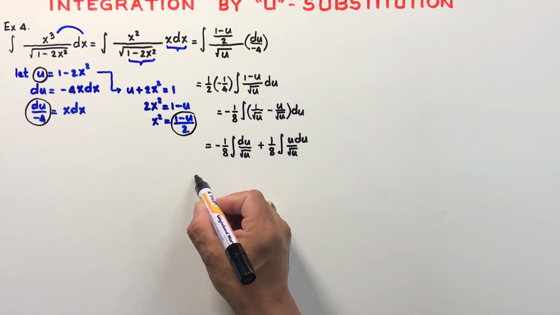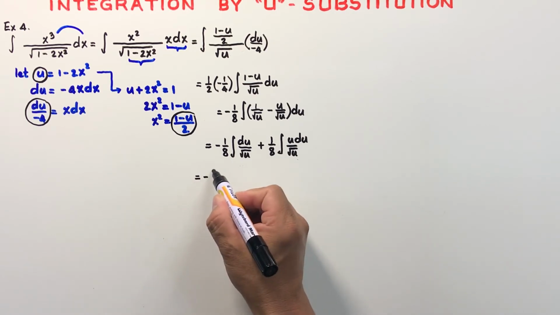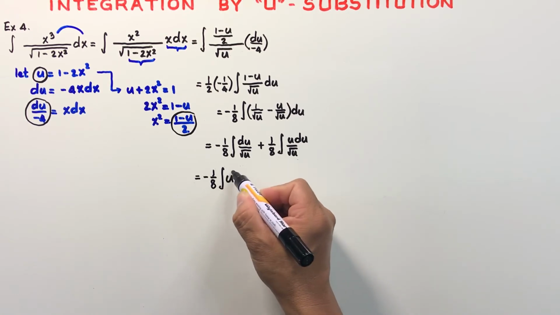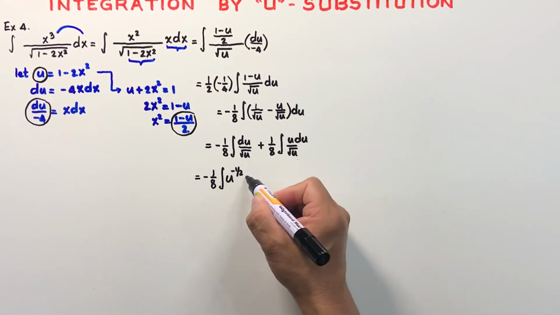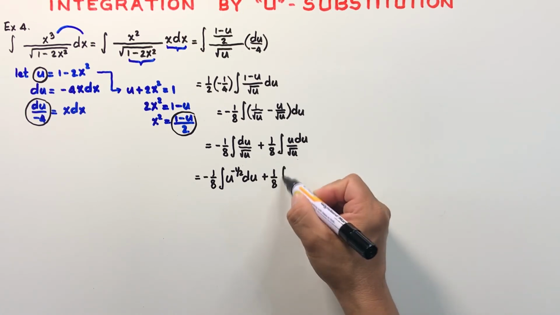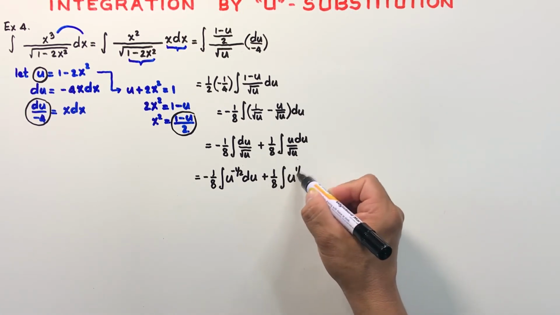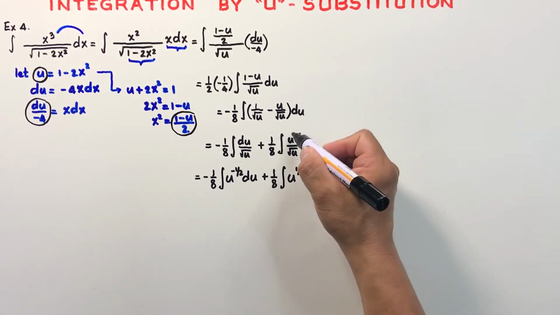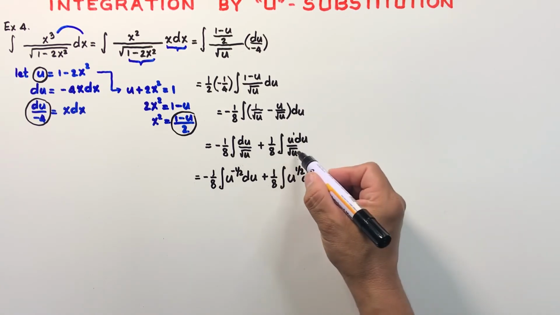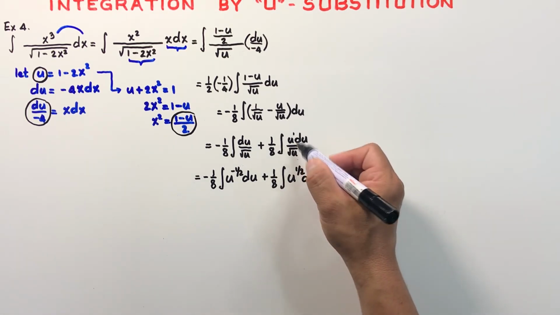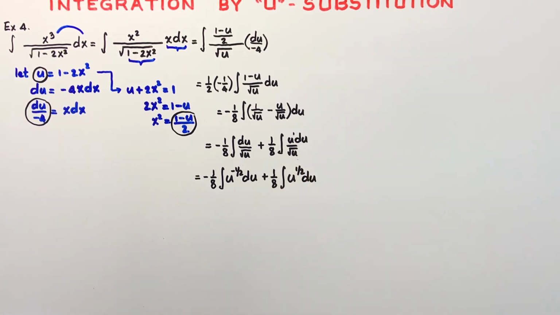And applying the laws of exponents here, we have negative 1/8 times the integral of u to the power negative 1/2 du. And this will be added to 1/8 of the integral of u to the power 1/2 du. Because the exponent of u here is 1 and the exponent of the denominator u is 1/2, we subtract the exponents. So 1 minus 1/2 is 1/2.